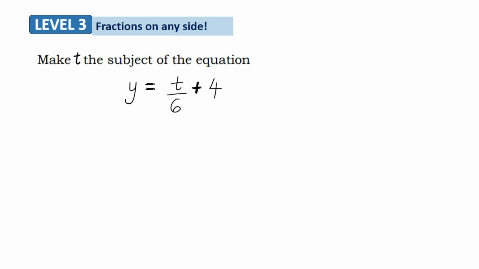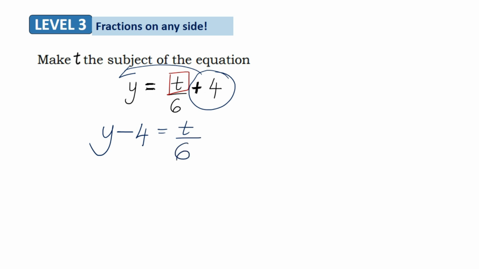Make t the subject of the equation. y is equal to t over 6 plus 4. Your first step should be to remove this plus 4 to the other side and not to take 6 to the other side. That is not the approach. So plus 4 moving to the left hand side becomes minus 4 equals t over 6.